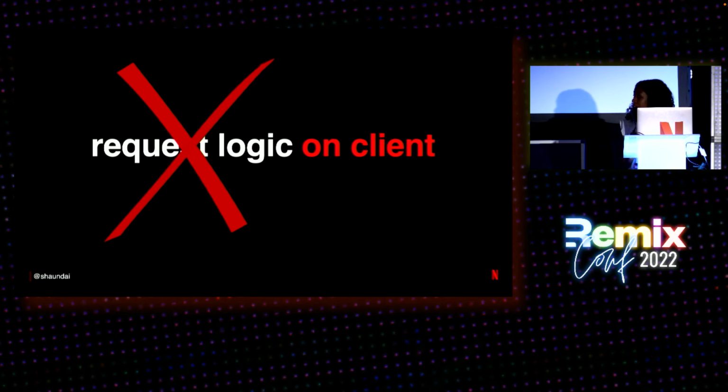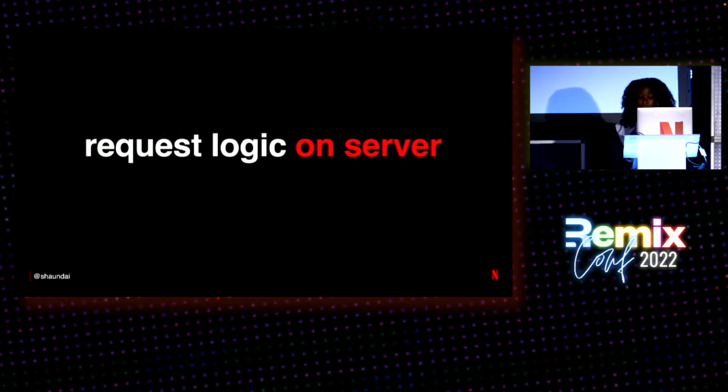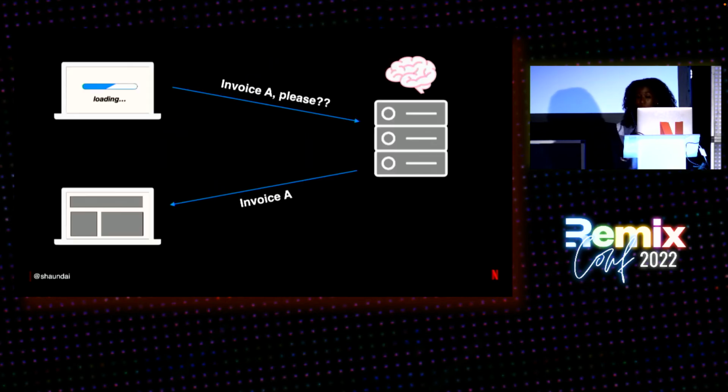So rather than putting our request logic on the client, we'll put it on the server. And so now, when the client says, hey, listen, I just want the information for invoice A, please, the server says, okay, I've got the information for a lot of stuff, but I'm smart enough to know all you really want is just invoice A. So I'm just gonna send you invoice A. And so your users with the slow internet connections benefit from a much faster response time.